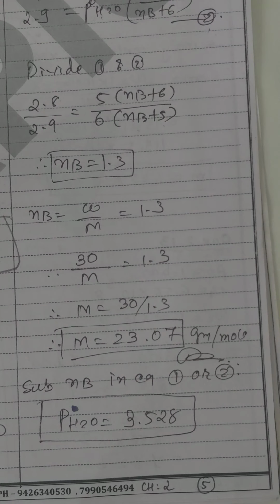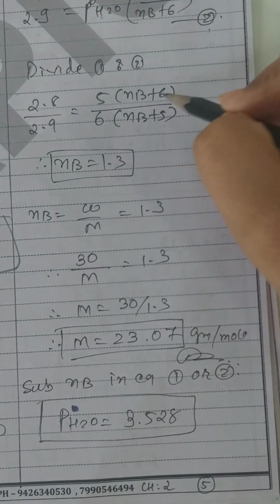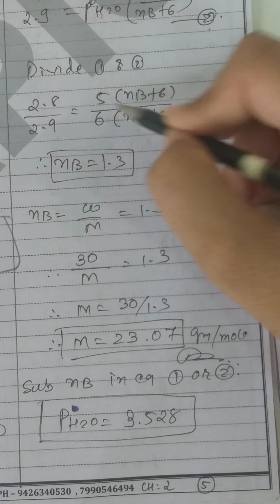Now what about P naught H2O? P naught H2O is cancelled from both sides. The denominator goes to the numerator. You have to apply simple maths, and if you have any question, do it in your rough page and then come again to the video. So 2.8 upon 2.9 is equal to 5 upon 6, Nb plus 6 upon Nb plus 5. Simple rules of maths. So it becomes 6, 6 and 5, 5.